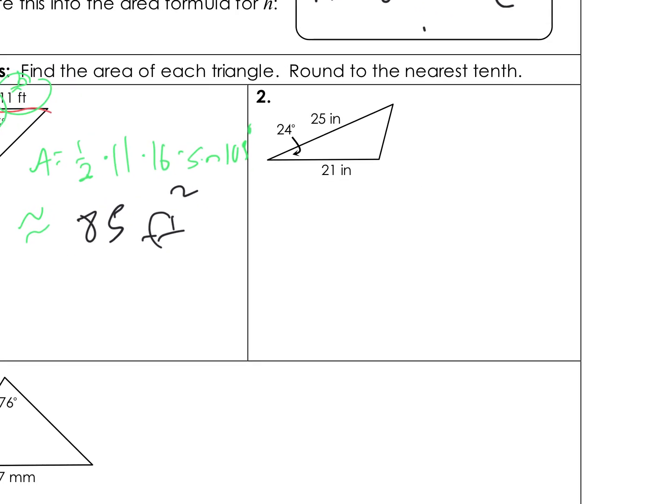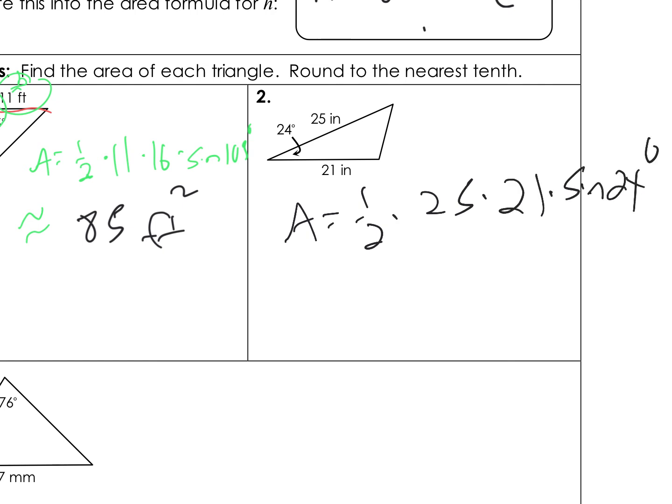Number 2 is also ready to go. No thinking aloud. Just type, put it in your formula. Area equals 1/2 times 25 times 21 times sine of 24 degrees. Piece of cake. You could do this with your eyes. No, you can't. Close your eyes.